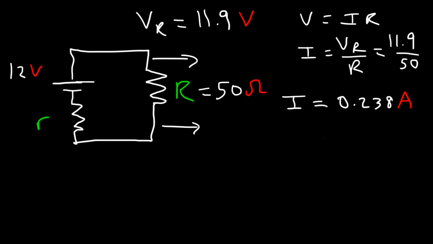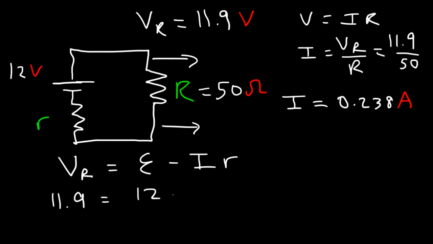Now, once we have the current that flows through the circuit, what should we do next to calculate the internal resistance? Once you have the current, use this equation. The terminal voltage is equal to the EMF of the battery minus the current that flows through the circuit times the internal resistance. We have the terminal voltage, it's 11.9. We know the EMF, it's 12. And the current is 0.238.